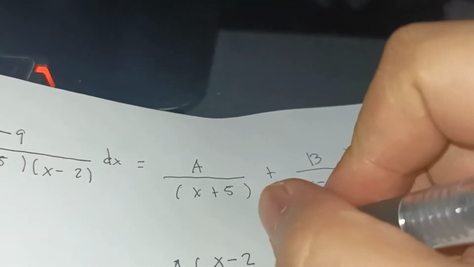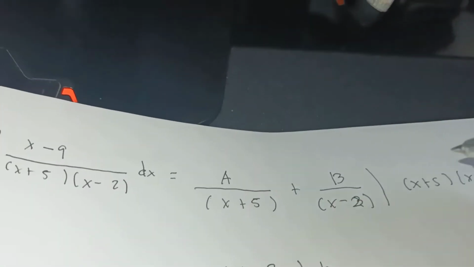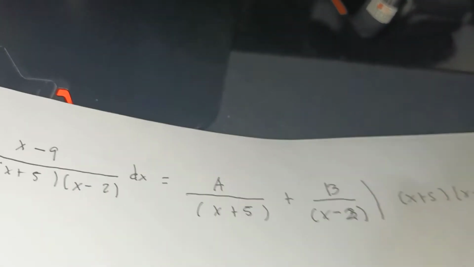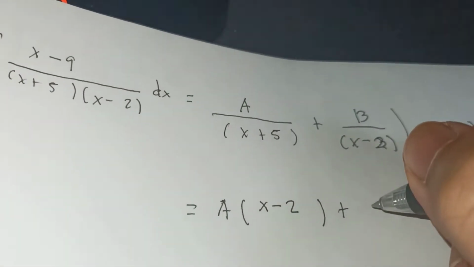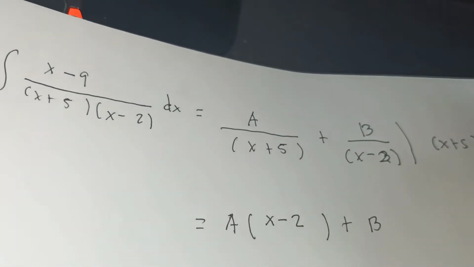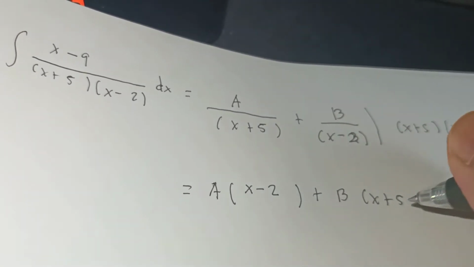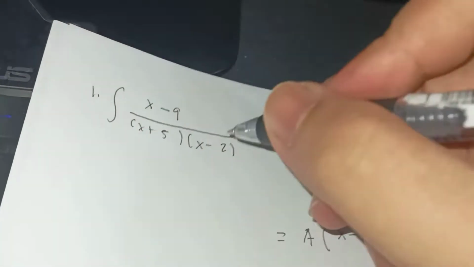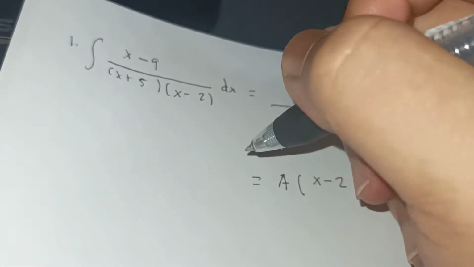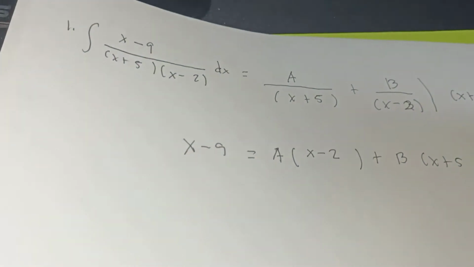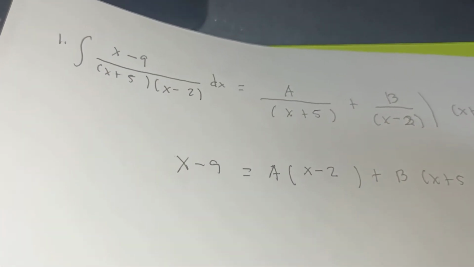And then same for the B, since x minus 2 here and there is x minus 2 over here, what we will leave behind is x plus 5, B times x plus 5. Also here is our equation, which is x minus 9 equals.